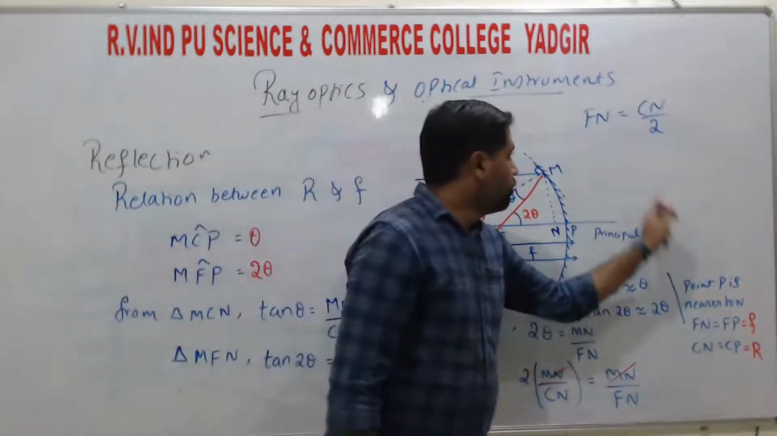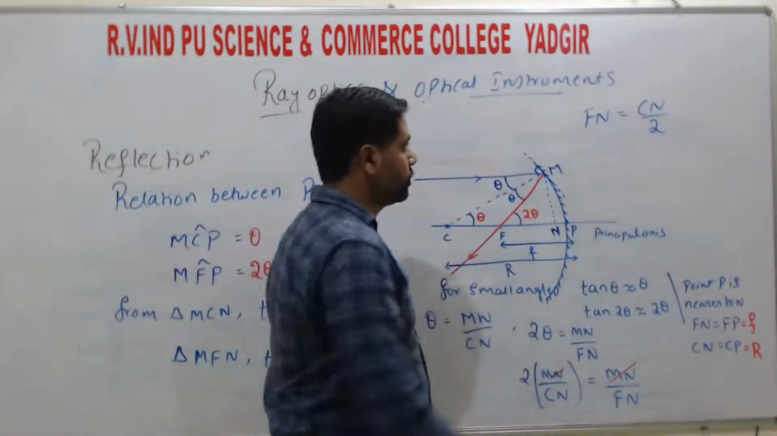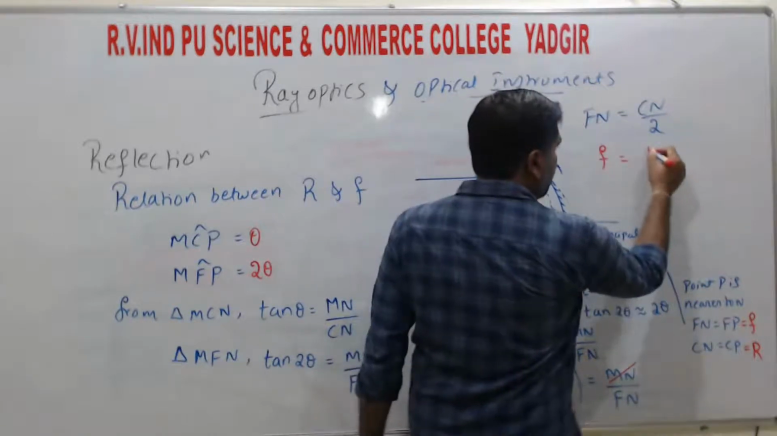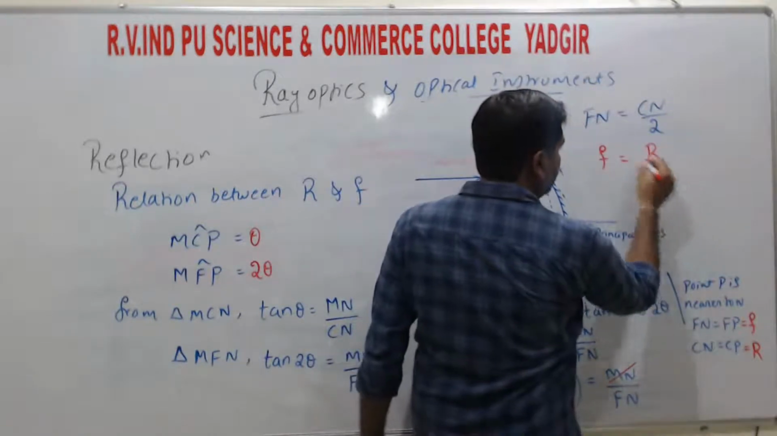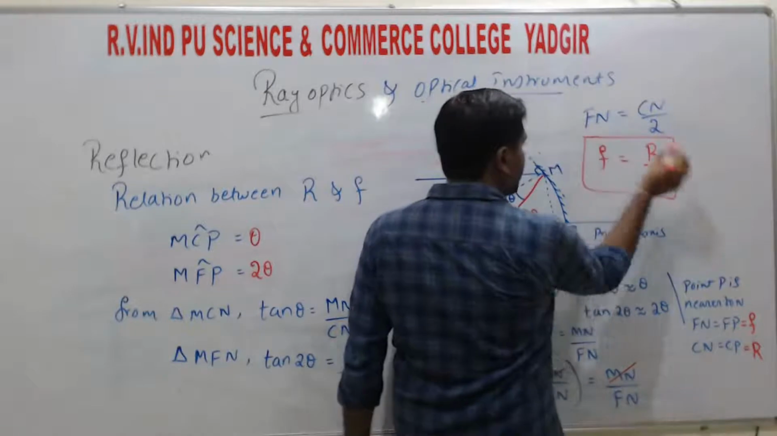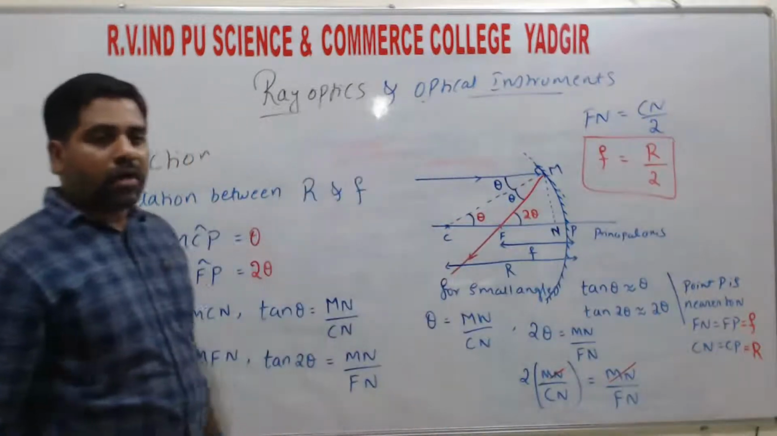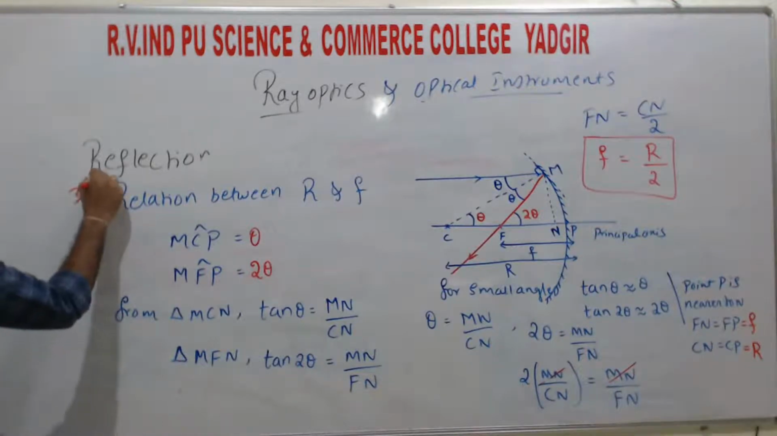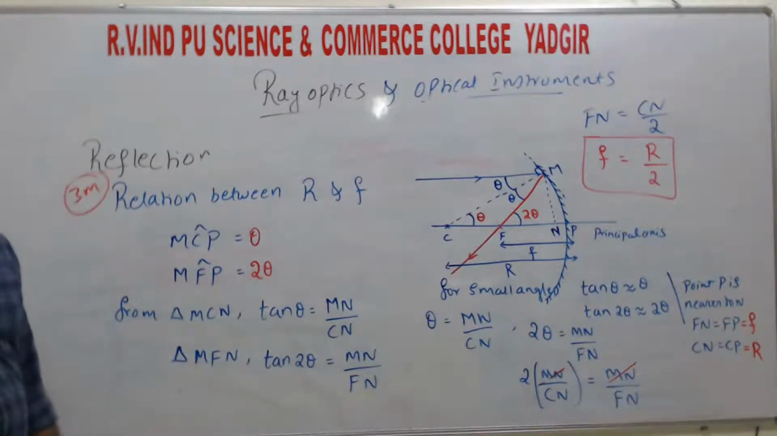So now we substitute here: FN is F, CN is R, divided by 2. So this gives the relation of F and R, that is focal length and radius of curvature. This year only they asked this question for 3 marks.